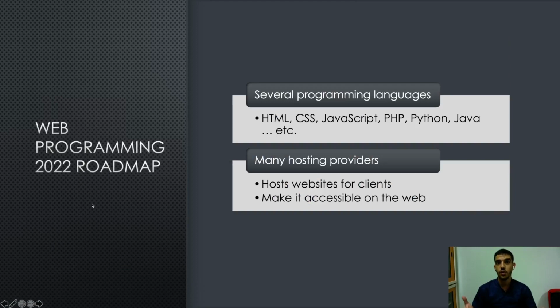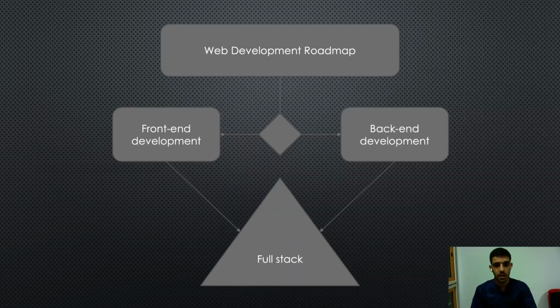So there are a variety of programming languages, and we need to be precise about which language we are going to use to develop our website. If we are talking about programming languages, there are JavaScript, PHP, Python, Java, etc. There are a lot, and there are many more. So how can we go with this?